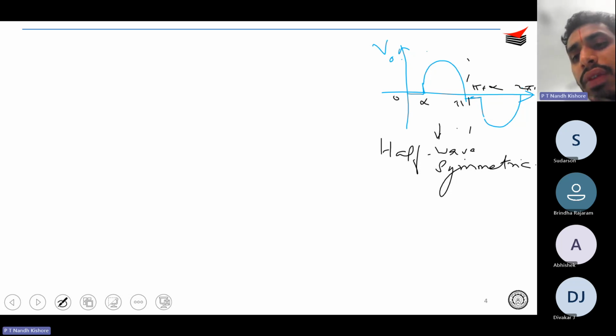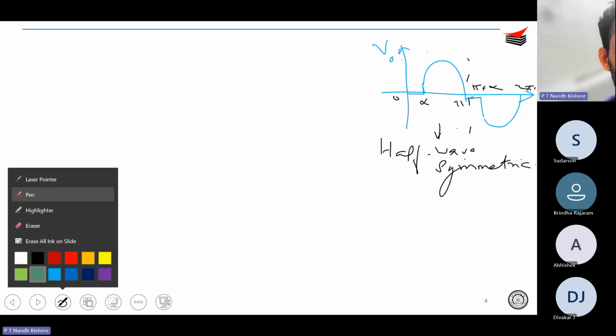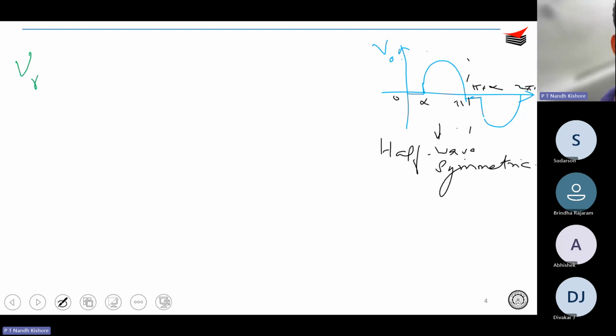Okay, so this is half wave symmetric. So you just need to consider the cycle between 0 to pi. Okay, so what will be your RMS value of output voltage? It is going to be something like VR, as I would denote it. By your basic definition, RMS is simply root mean square, right?